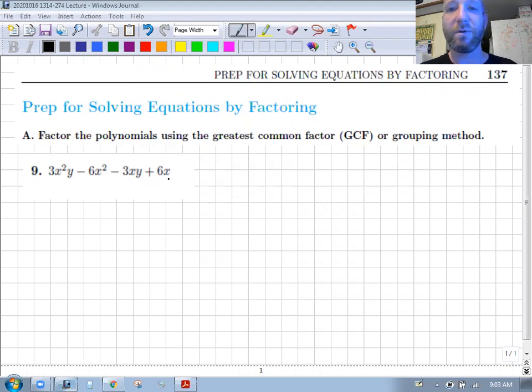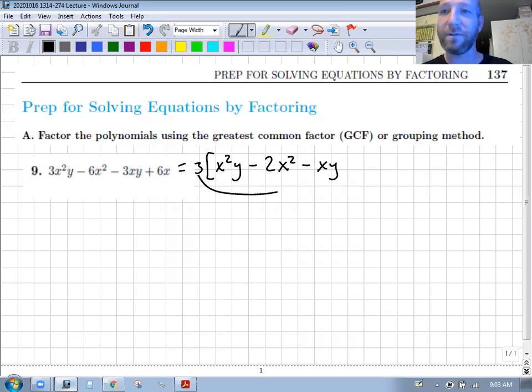One thing we could do is pull a 3 out of everything, right? But everything doesn't have an x, and everything doesn't have a y. Let's just pull a 3. Since everything has a 3, let's pull that 3 out. So we need a 2x squared. A 3 times a 2 is a 6x squared. Minus xy, so we have our 3xy. And a 2x. 3 times 2 is 6.